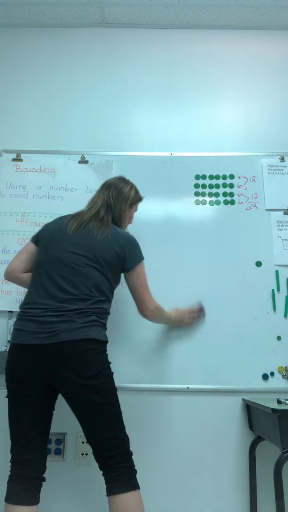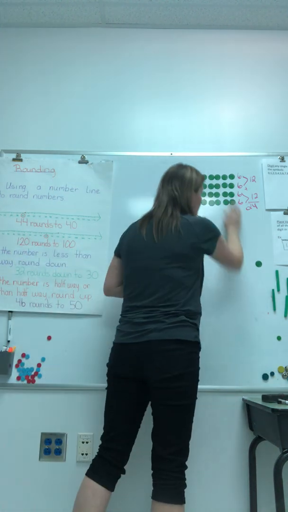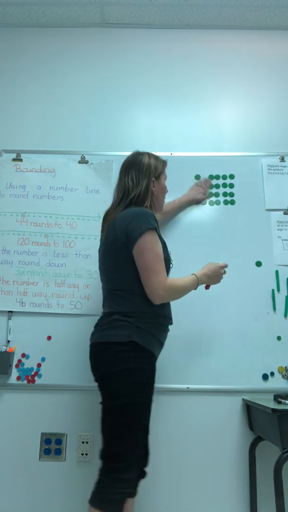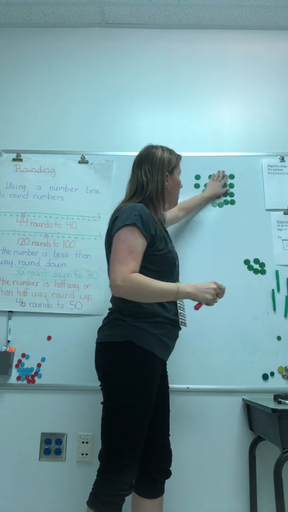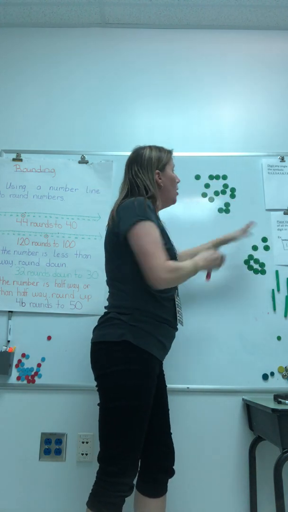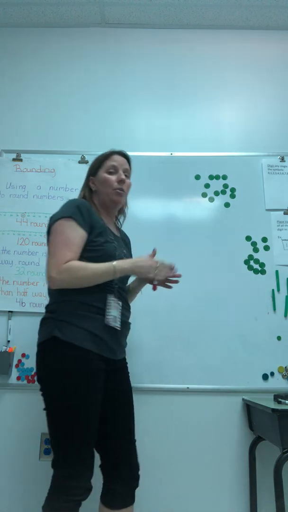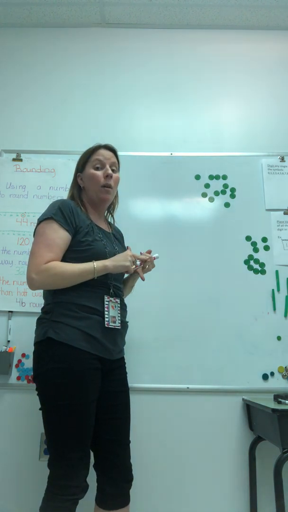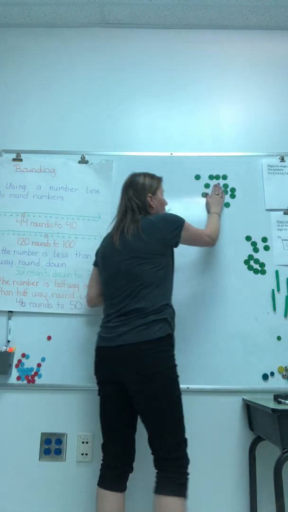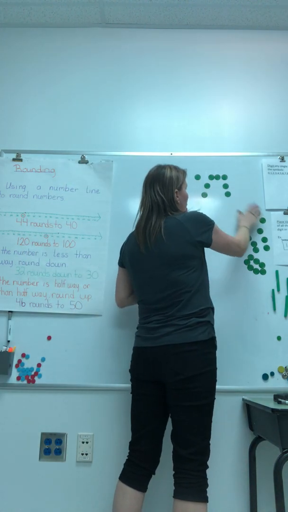All right, so before we start today's lesson, we're just going to do a quick review. Let's take a look at our vocabulary that we've been working on. Our first one is digit, and that is any single one of the symbols 0 through 9. So 0, 1, 2, 3, 4, 5, 6, 7, 8, and 9. Okay? So that is what a digit is.